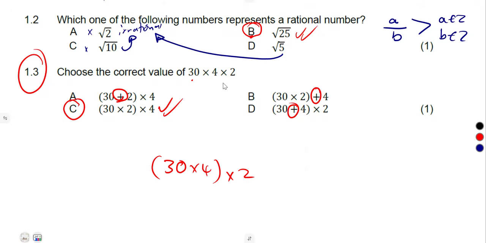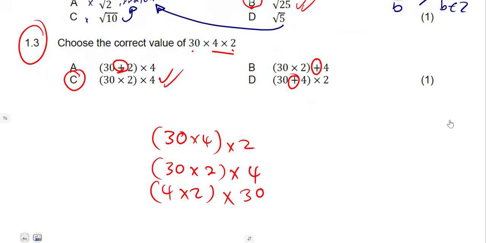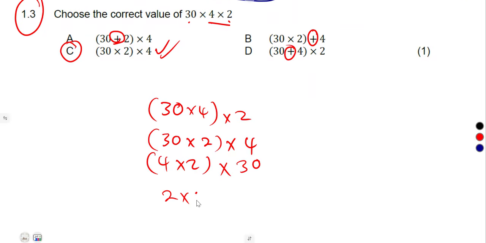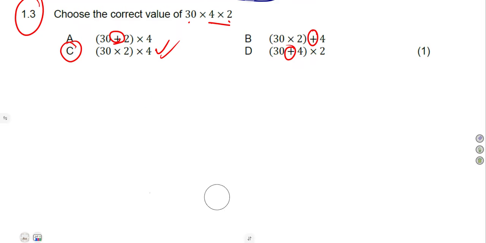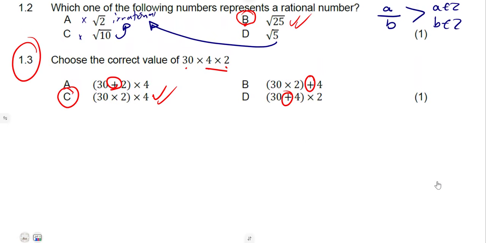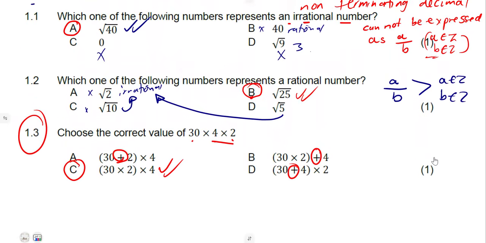Or we can start with 30 and 2, 30 times 2 times 4. As long as it is like that, we can multiply 4 and 2. It can be 4 times 2 times 30. It can be 2 times 4 times what? Times 30. Any way that we want, a product is not affected. A times B, remember, it is the same as B times A. So it must be everything under a product. The order does not matter. All right. So the best answer was going to be on C.